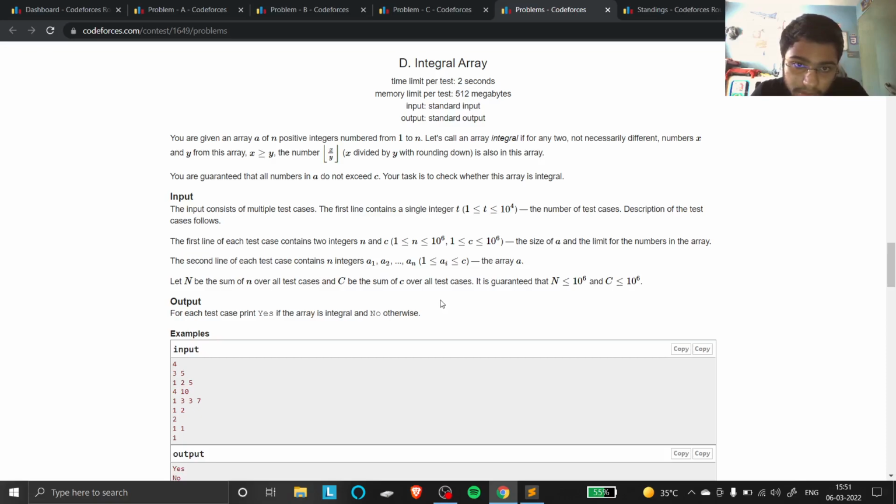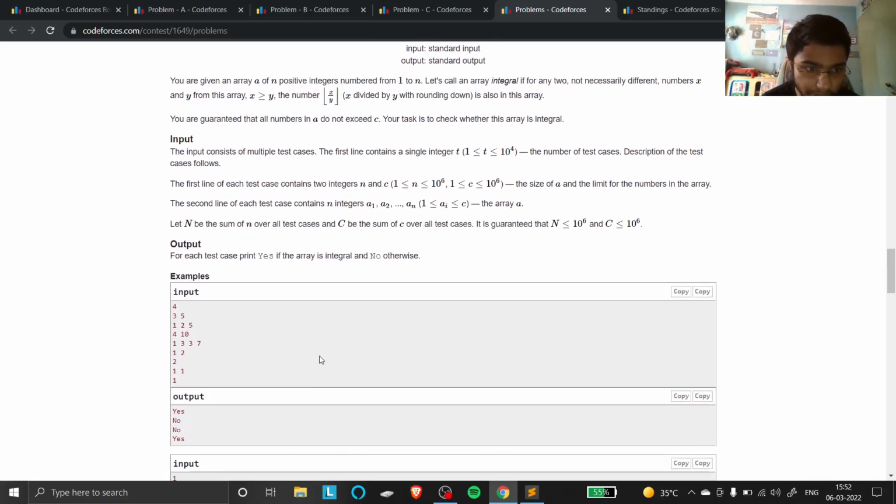Also in the array, you are guaranteed that... you have given an array. Let's call an array integral if for any two, not necessarily different, numbers x and y from the array, this number is also inside the array. For example, 1 to 5: if we take 5 divided by 2, which gives us 2, so 2 is there.